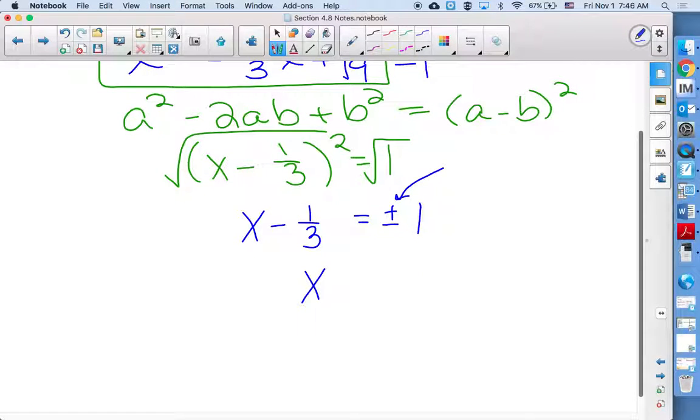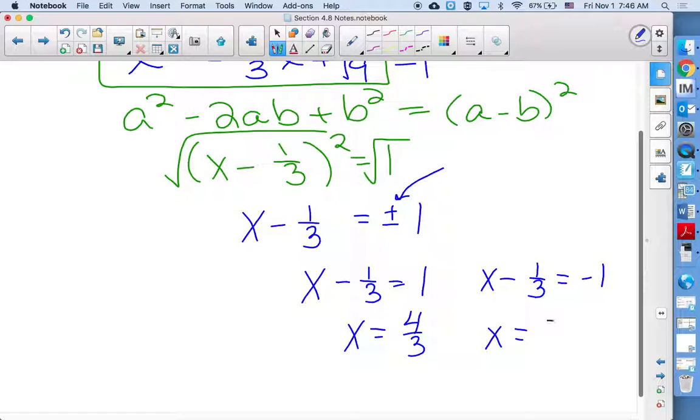So my problem would say x minus 1/3 is 1, and x minus 1/3 is -1. So again, once you take the square root, that's where your plus or minus goes. So this is 4/3, and if I add, this is -2/3. So adding a third, adding a third.